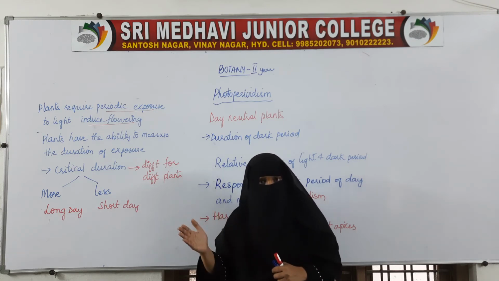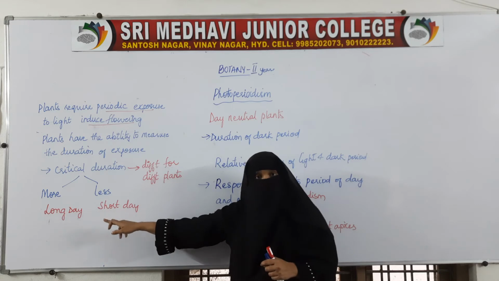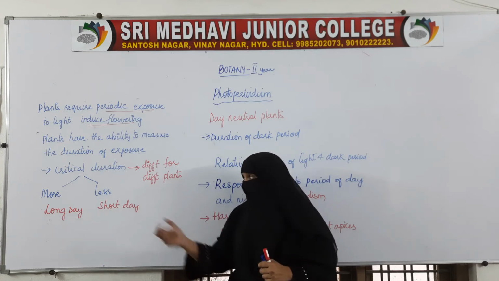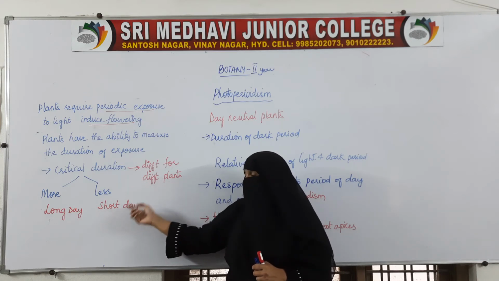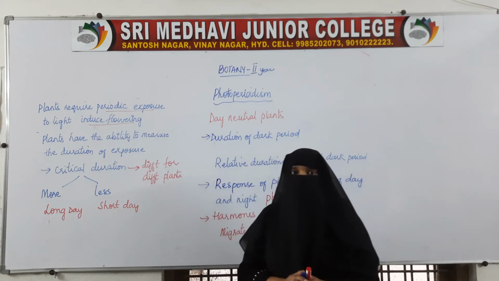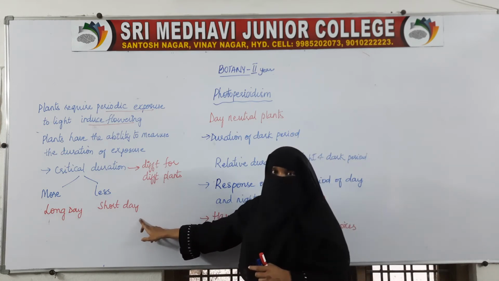If they are getting more than that, or if they need more than that, then they are called long day plants. If they need sunlight exposure less than that critical duration, then they are called short day plants.